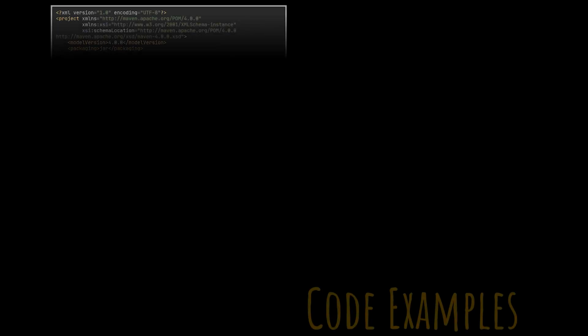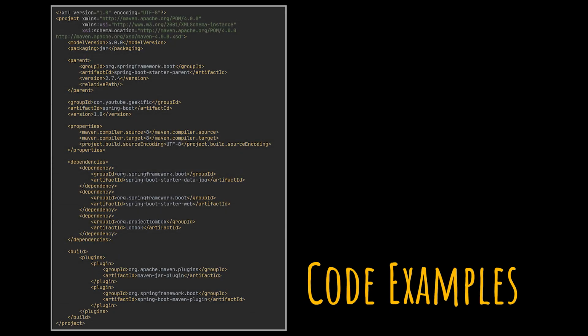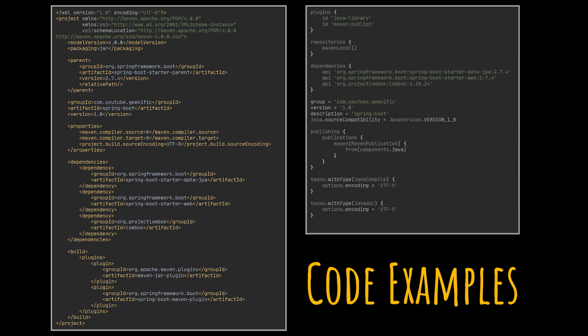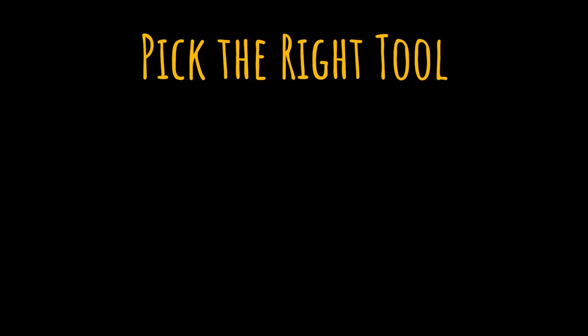Let's go ahead now and check code examples for both Maven and Gradle. What you see is a code example of a POM file required by Maven, and next to it you can see the build.gradle file required by Gradle to achieve a similar outcome. Gradle's code is shorter and introduces some useful tasks that aren't covered with the Maven code. With that said, how should we pick the right tool for us?